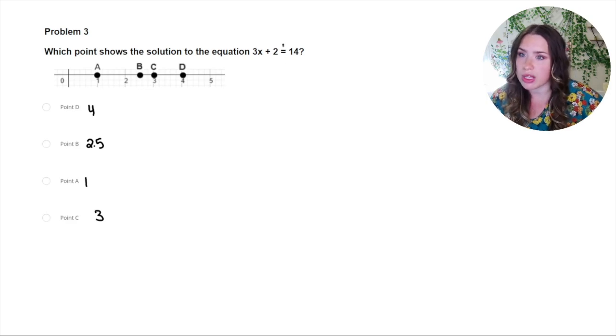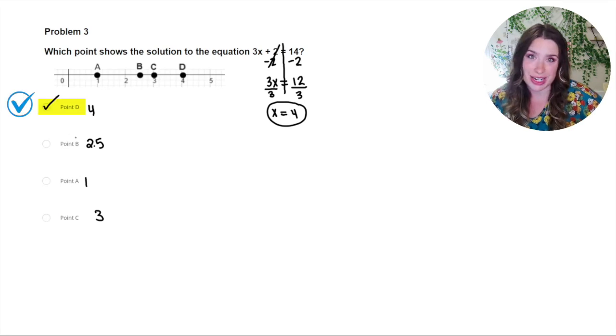This one should be pretty quick to solve algebraically, so I'm just going to go ahead and do that. So we're going to start by getting rid of the plus 2 by doing its opposite and subtracting 2 from both sides of the equation. So we should get 3x is equal to 12. Okay, now let's get rid of the 3. This is 3 times x, so we're going to undo it by dividing, since that's the opposite of multiplication. And we get x is equal to 4, which, as we saw up here, point D was 4, so point D is the correct answer.